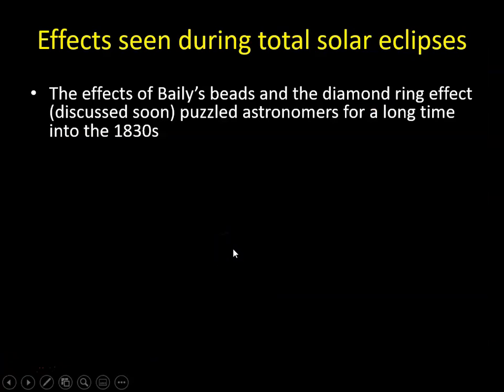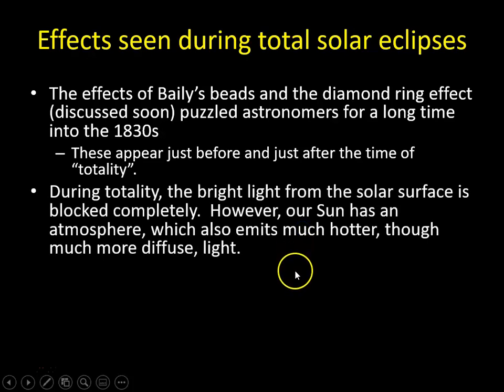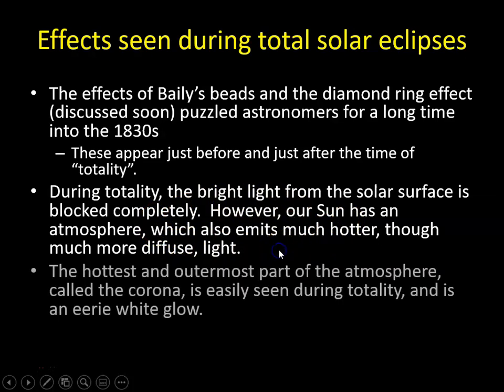Now, there are some cool effects other than just our sun's corona, and we're going to have some more to say about that soon. But some of these other effects are something called Bailey's beads, and they puzzled astronomers for a long time into the 1830s, and they appear just before and just after the time of totality, when all of the disk is blocked. Now, during totality, the bright light from the sun's surface is blocked completely, but our sun does have an extended atmosphere. That is what we call the corona. We will have a lot to say about the corona in the sun discussion much later in the course, but it has kind of this eerie white glow.